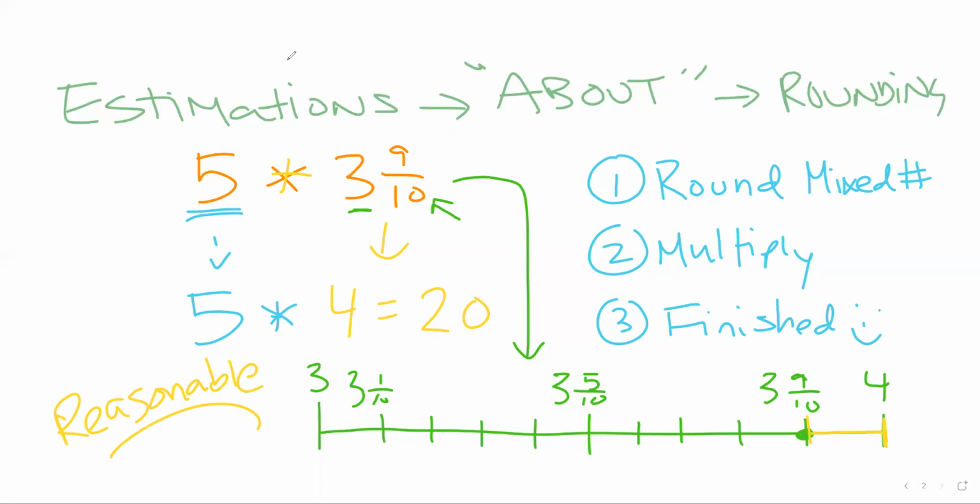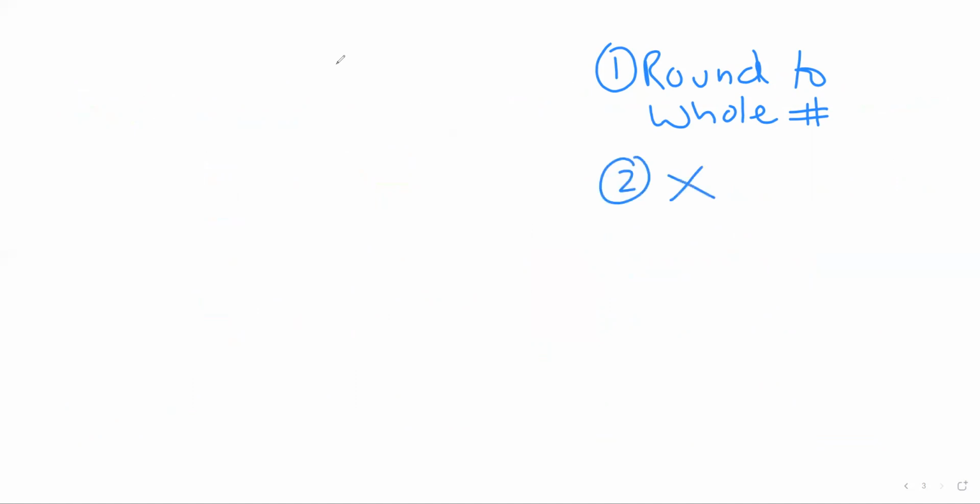So let's play the game some more. Let's play more of estimation of whole numbers and mixed numbers, or even mixed numbers and mixed numbers. Let's see what happens today. So for our next example, let's just say round to whole number. That's actually a good way of putting it because it might be that we actually have two mixed numbers. Round to a whole number, and then we just multiply.